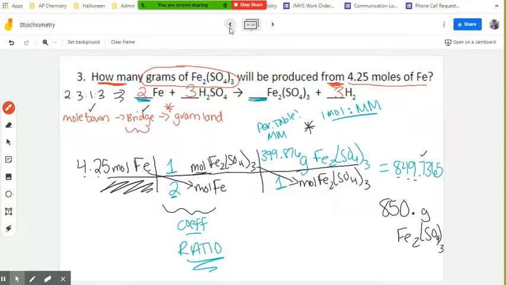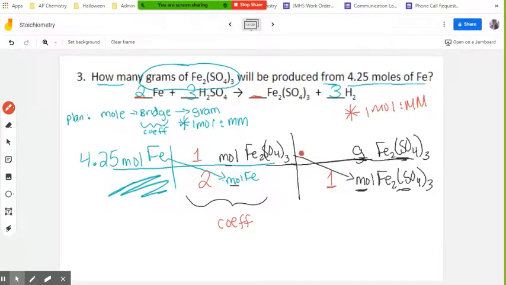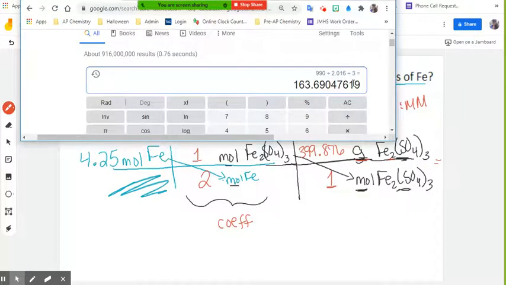399.876. All right, so now I ended with what I needed on top, so we're going to go ahead and start typing this into the calculator. So, not that one, this one. We're going to start multiplying across, starting in this first box. I say 4.25 times 1 times 399.876. I'm going to push enter at the end of the top line.